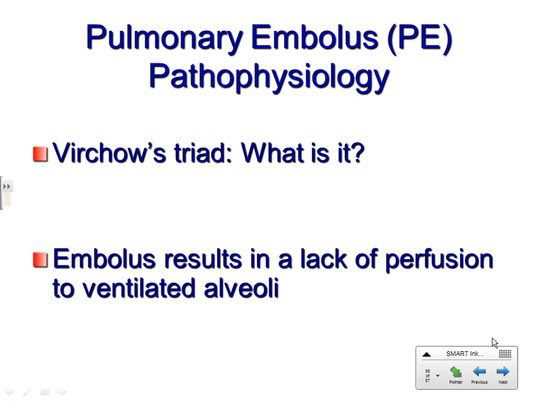And then what's the third part of the Virchow's triad? Hypercoagulation. So any condition or situation in that patient that causes them to abnormally clot at a higher level than usual. So what kinds of conditions might cause hypercoagulability? DIC, disseminated intravascular coagulation. We'll talk a lot more about that with shock.